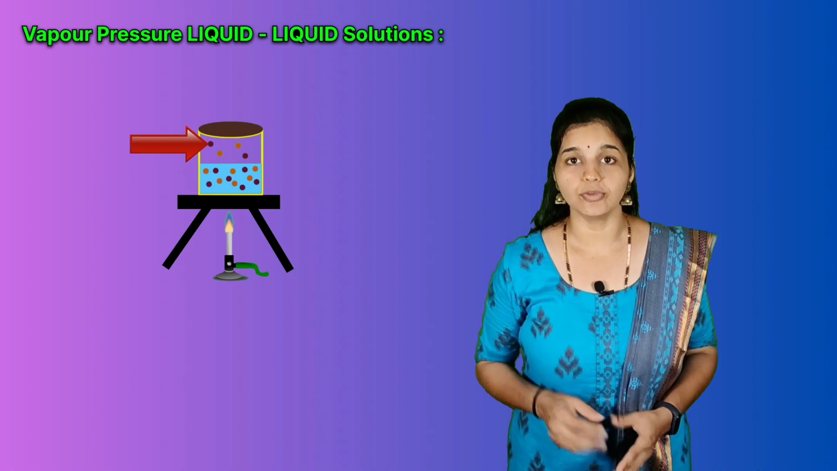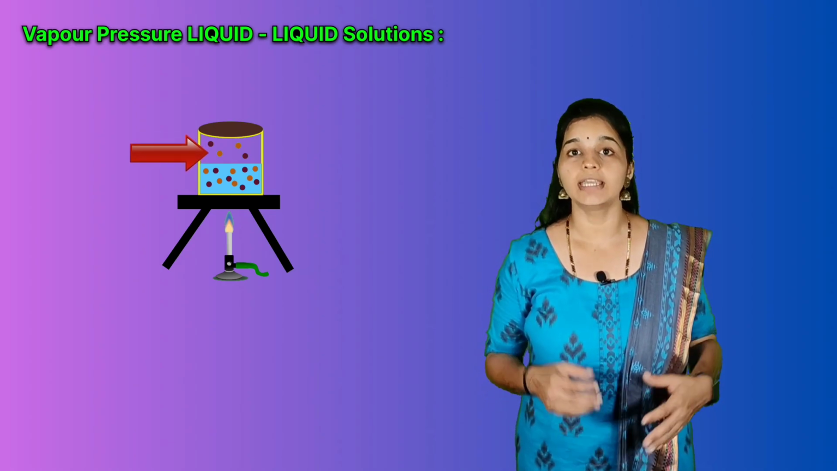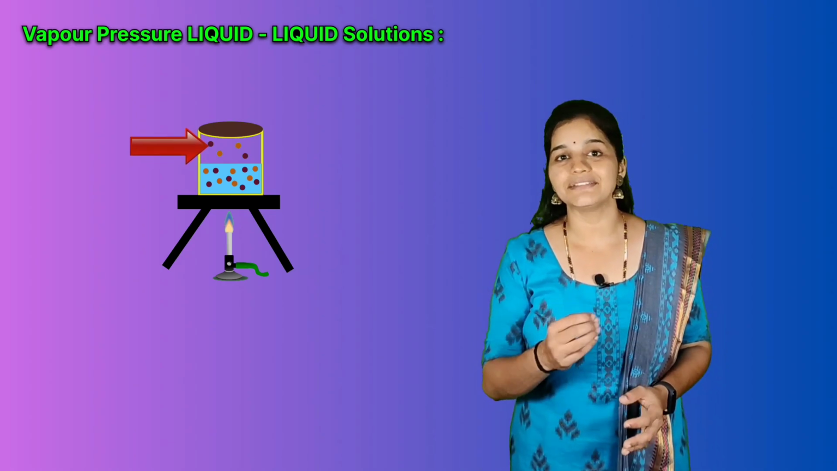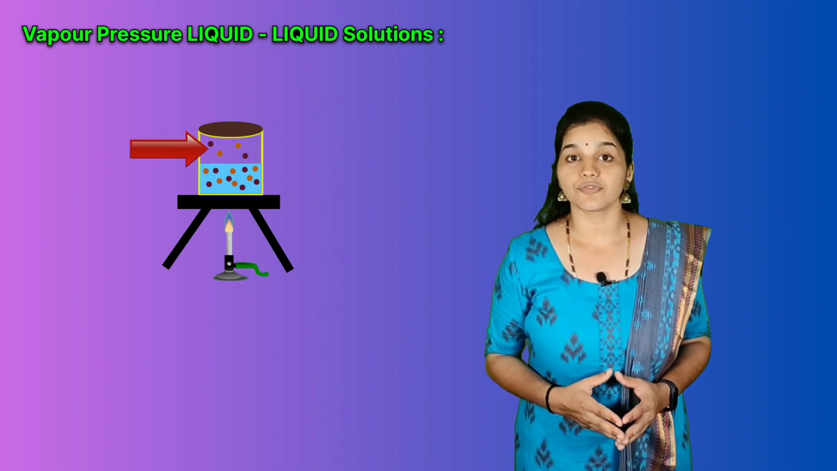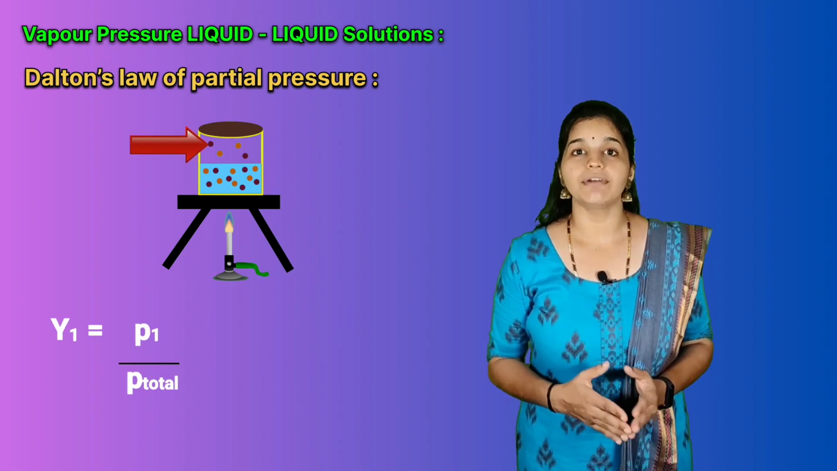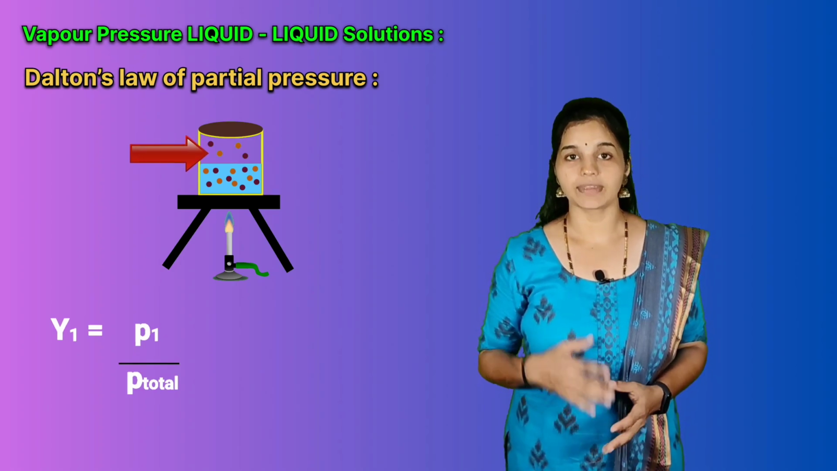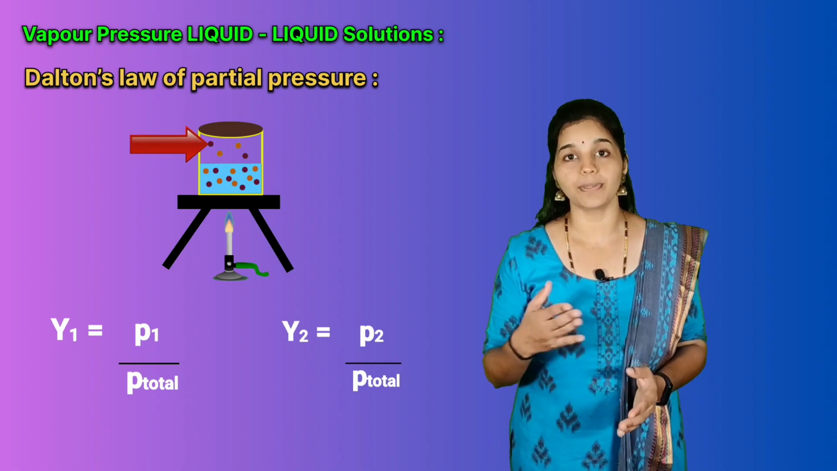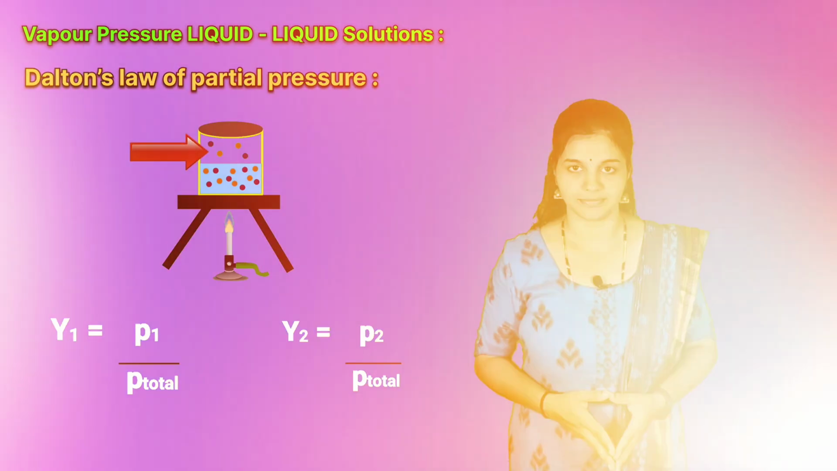If Y1 and Y2 are the mole fractions of the components 1 and 2 in the vapor phase, we can make use of Dalton's law of partial pressure here. Y1 is equal to P1 divided by P total and Y2 is equal to P2 divided by P total.